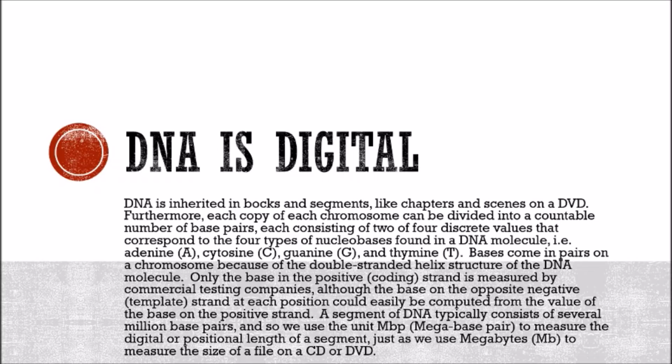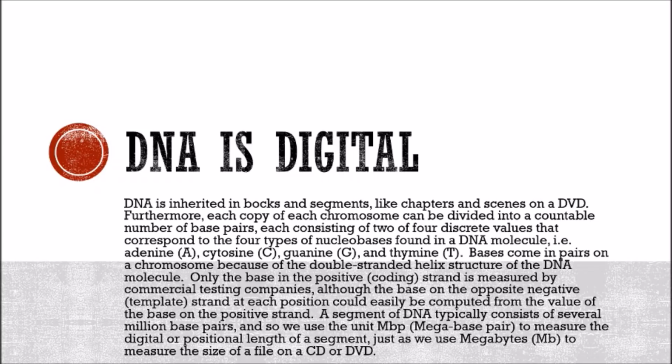Furthermore, each copy of the chromosome can be divided into a countable number of base pairs. It's a molecular unit of a DNA molecule, and each of these base pairs consists of four discrete possible values that correspond to the four types of nucleobases found in a DNA molecule. When you open up your raw DNA file, you'll see A, C, G's, and T's everywhere, and that's what I'm referring to. That's the actual data collected at each position by the testing companies. And the A stands for adenine, the C for cytosine, the G for guanine, and the T for thymine. And these are the nucleobases of a DNA molecule.